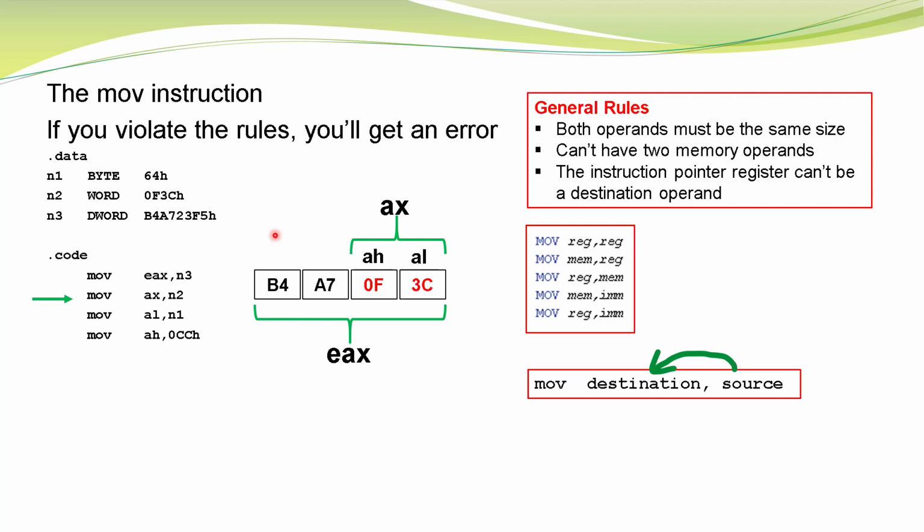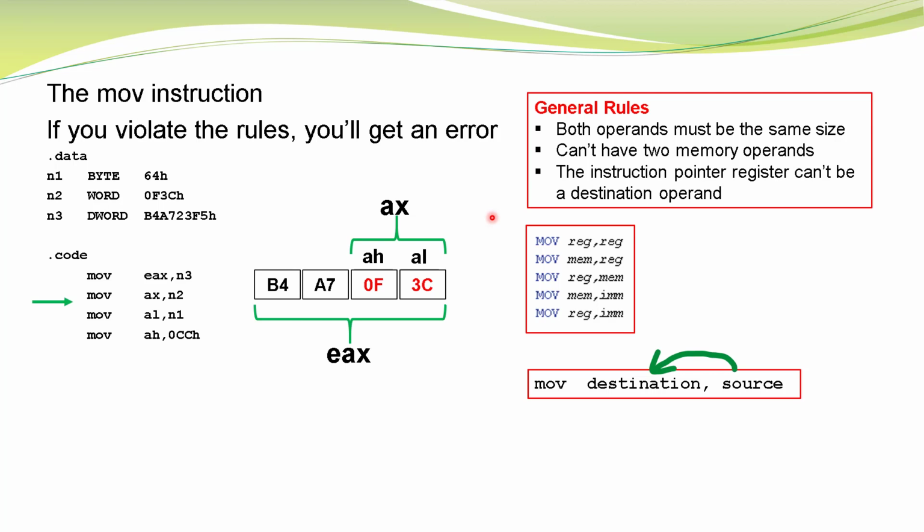That EAX register can be treated as a 32-bit. The lower half of it, the AX, can be treated as a separate register. And then the AH and AL can be treated as separate registers, parts of the AX. That gives you a lot of options.